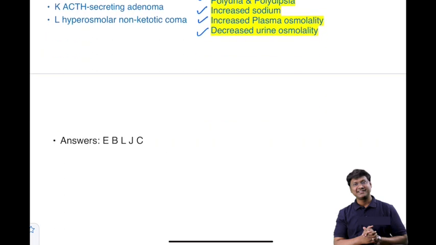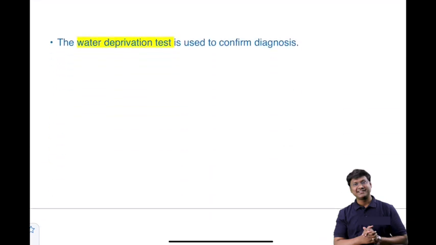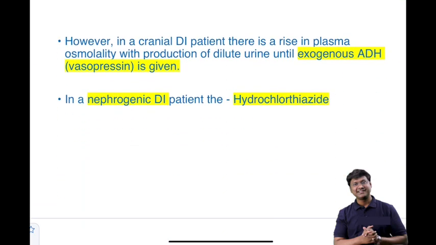Diabetes insipidus is of two forms: central and nephrogenic. Central diabetes insipidus is characterized by decreased ADH secretion. Nephrogenic diabetes insipidus is where there is resistance to the action of the antidiuretic hormone. The investigation of choice for diabetes insipidus is the water deprivation test. And what is the treatment? For central diabetes insipidus, the drug of choice is desmopressin. We give a vasopressin analog, that is desmopressin.